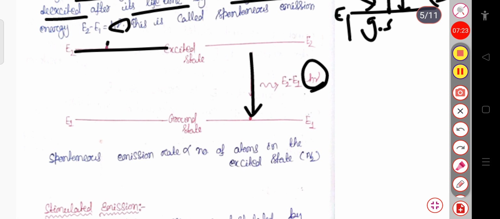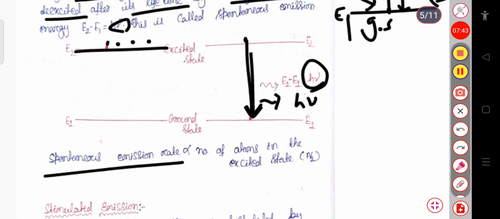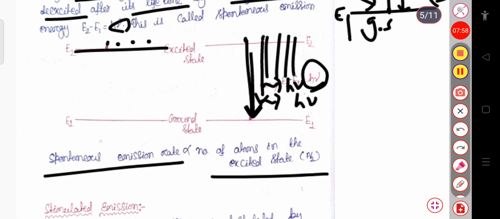So here the spontaneous emission rate will be directly proportional to the number of atoms in the excited state. The more atoms present in the excited state, the more atoms will come back to the ground state, and the more energy h nu will be emitted. Because when a single atom reaches the ground state, it will emit h nu amount of energy. Then for another atom, when it comes back, it will again release h nu amount of energy, and so on. So we can say that the spontaneous emission rate is proportional to the number of atoms present in the excited state, that is N2.